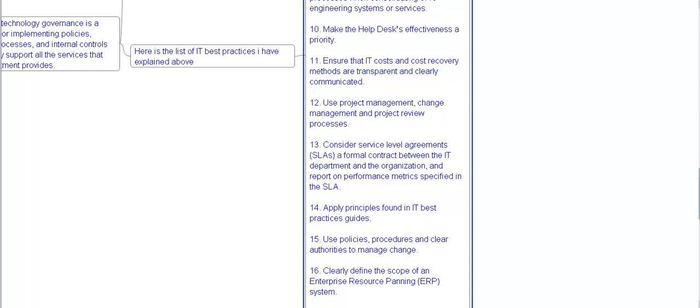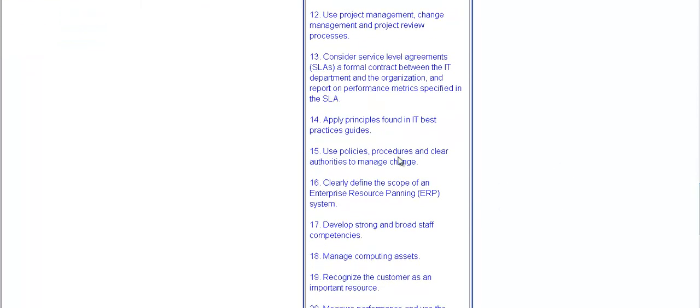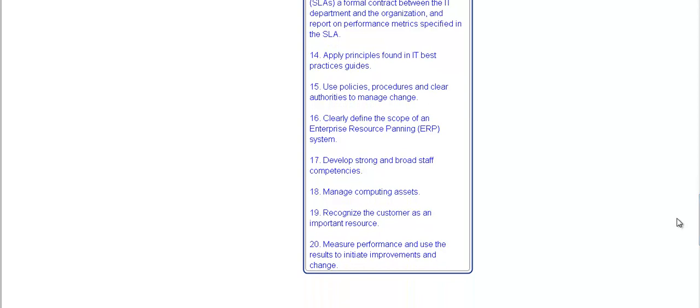Number 15, use policy, procedure and clear authorities to manage change. Number 16, clearly define the scope of enterprise resource planning. Number 17, develop strong and broad staff competencies. Number 18, manage computing assets. Number 19, recognize customers as an important resource. And number 20, measure performance and use the results to initiate improvement changes.